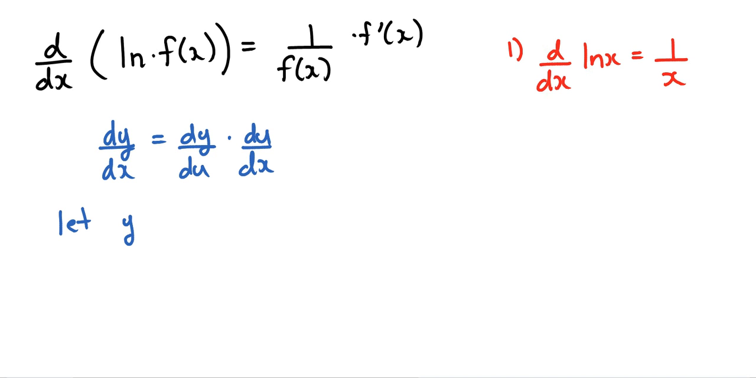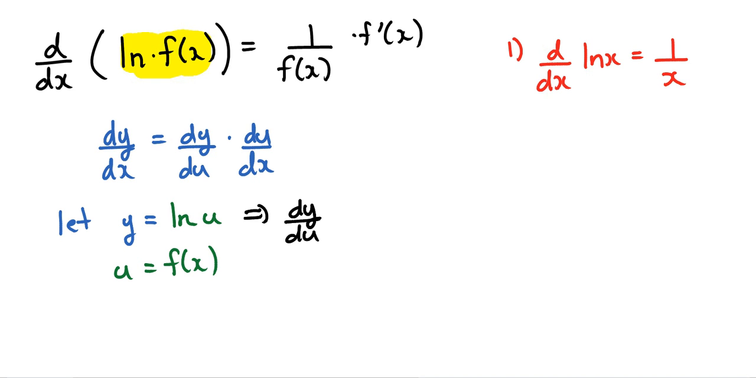So let's say y equals, so this is my original function here, I'm going to let y equal ln u, and that means u has to be f of x. Right away I'm going to take the derivative here. So dy by du equals 1 over u. And the du by dx is going to be f prime of x.